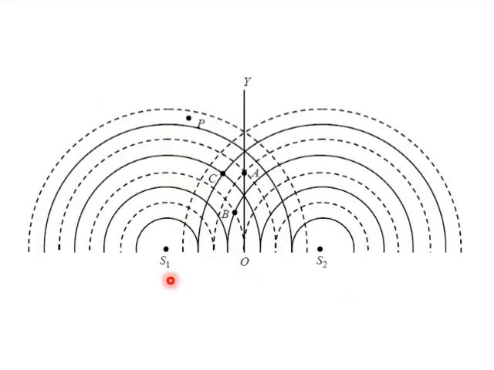So this is a better view of what we have discussed. This is my OY. In this, all the points lying on this perpendicular bisector OY are in the same phase. Remember these points A, B, C, P, etc., which we will be discussing in the following slides.